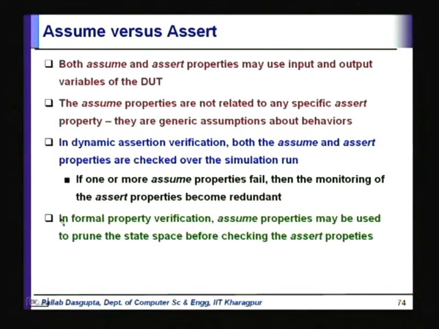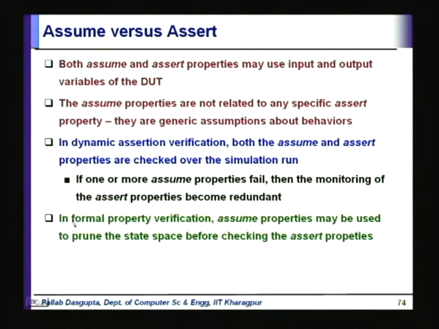Now, what happens in formal property verification? In formal property verification, if we do not have assumptions, we will create the state space of the design under test. In other words, we will create the state machine of the design under test and then check whether the property holds on that state machine, right.